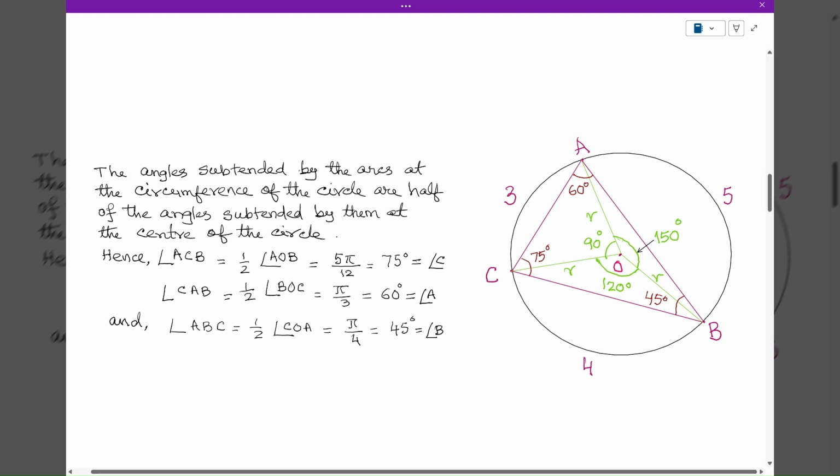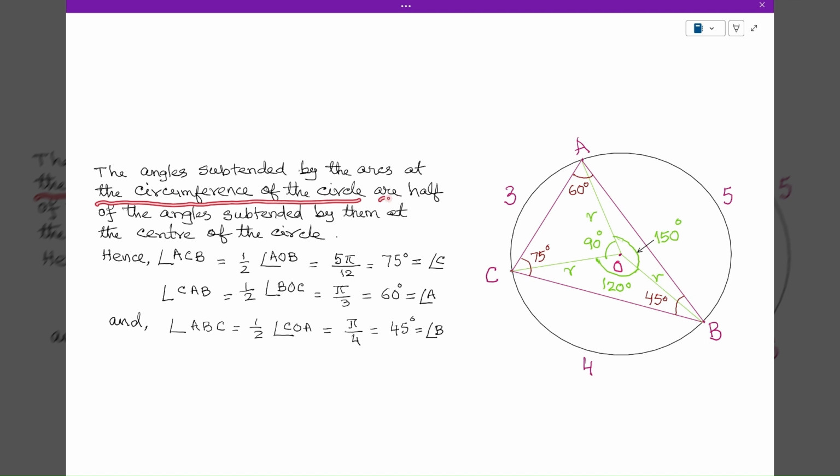The angles subtended by the arcs at the circumference of the circle are half of the angles subtended by them at the center of the circle. Let us take this arc. It subtends angle 90 degrees at the center. Therefore, it will subtend half of that angle, that is 45 degrees, at the circumference.